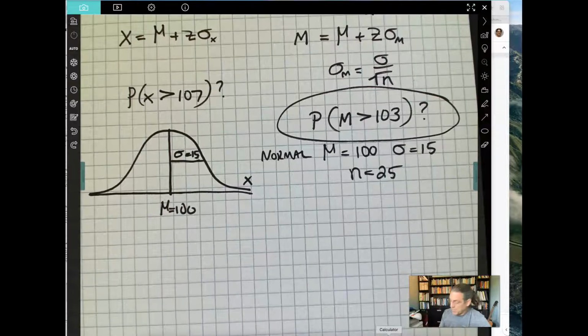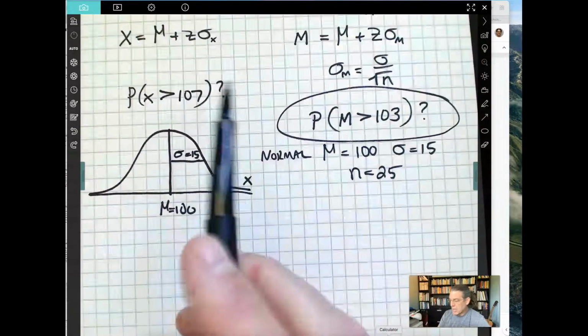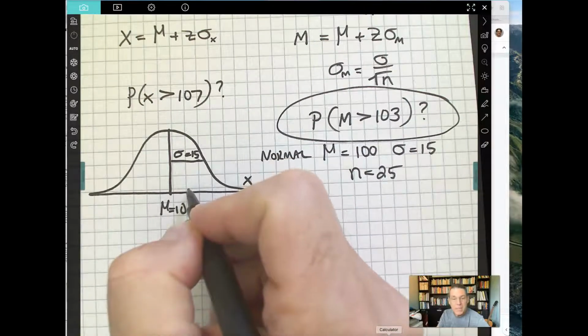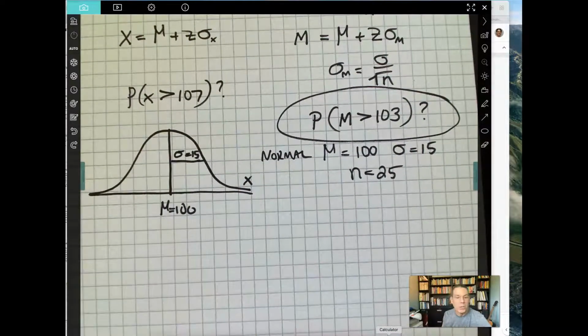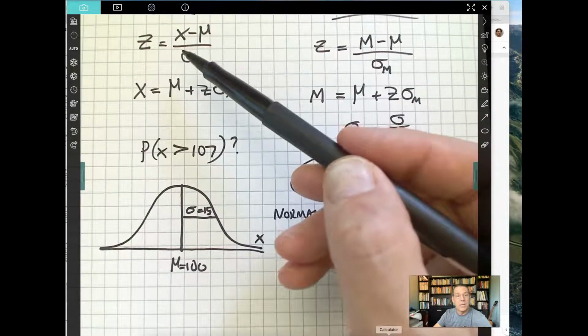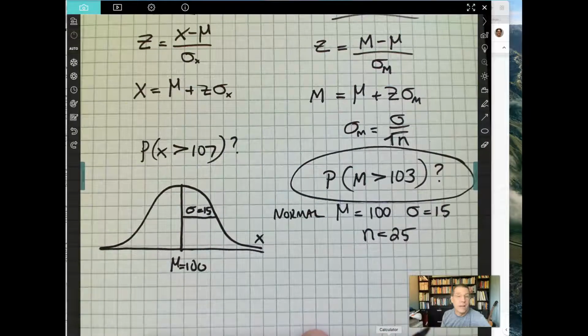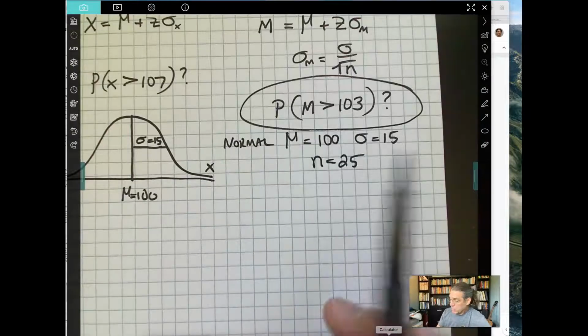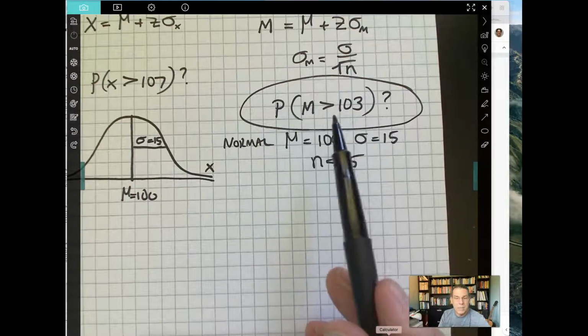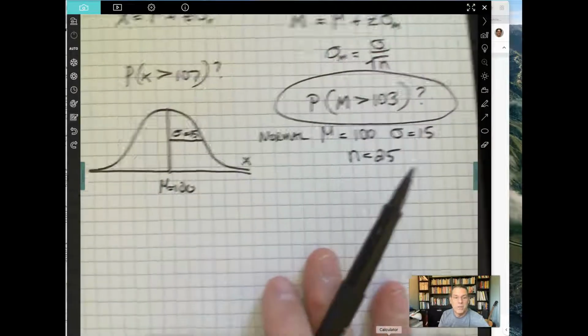Okay. So if we were answering it based on chapter 6, we would have just then located 107. It would be a little bit above the mean. We would shade above that, and we would know we're looking for a tail. We convert the 107 into a Z-score using this formula here, and then we look in the tail. But what we're talking about here is this question. What's the probability of getting a sample mean greater than 103 from this population?